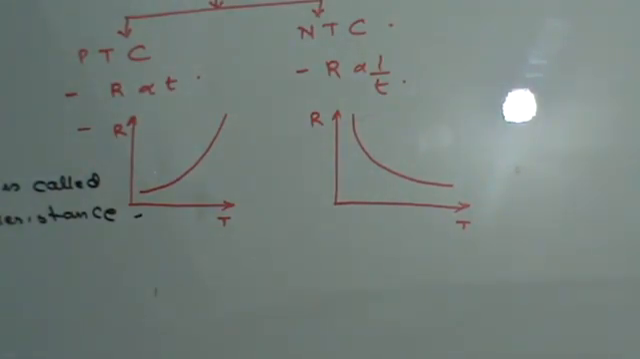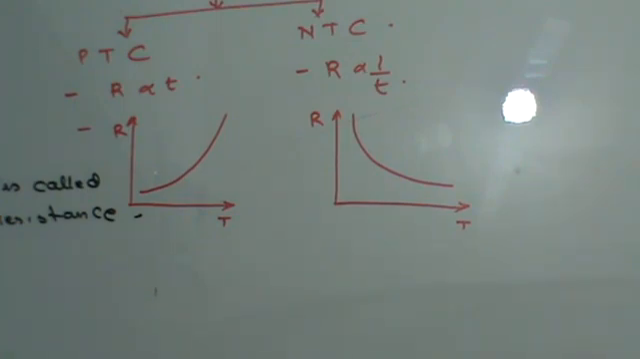Example of positive temperature coefficient resistors: your steam iron, what you use for ironing the clothes. As the temperature increases, the thermostat switches off and the iron switches off, otherwise your clothes will catch fire. Example of negative temperature coefficient resistors: AC. As the temperature falls below a particular level, the compressor switches off. Right? Do we get this?